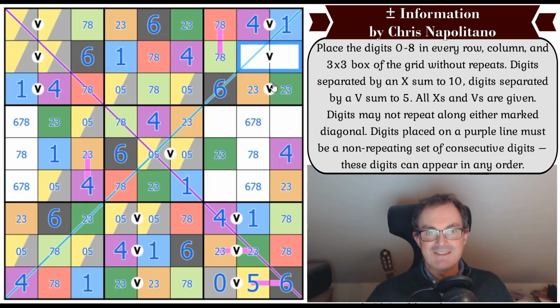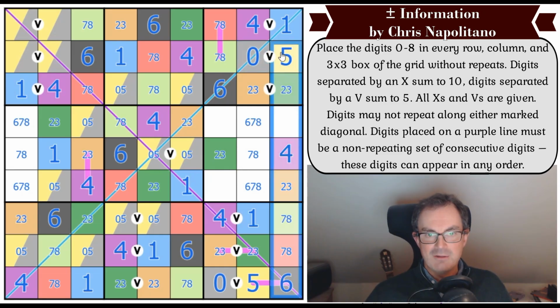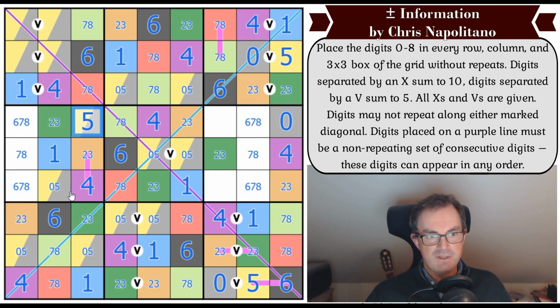What's this? That's 0, 5. Oh, well, we can do that. We can do that from the bottom. That's 5 and that's 0. So 5 is yellow. That one's grey. This column has not had a 0 in it, and that must go there. Which means this square is a 5. This is a 0. 5 is yellow, isn't it?